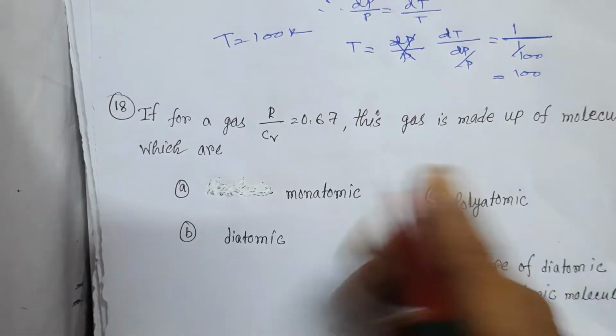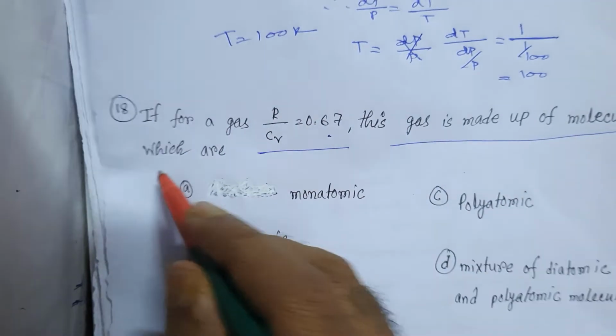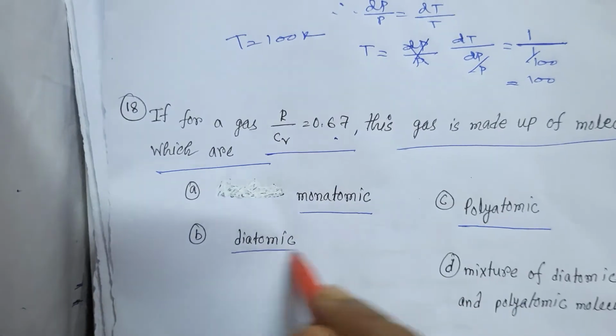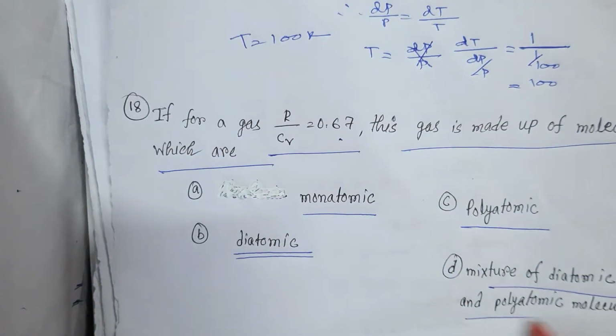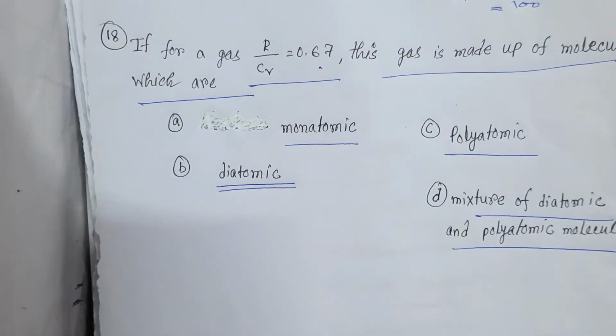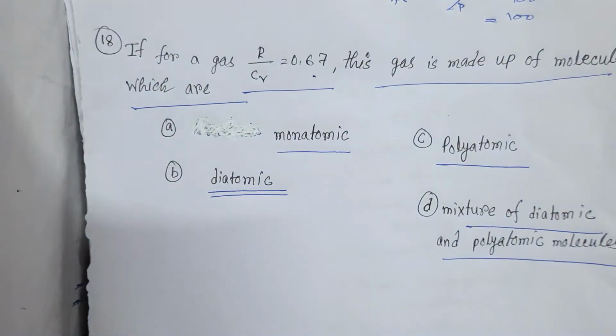Let us take question number 18. For a gas, R/Cv is 0.67. This gas is made of molecules which are either monatomic, polyatomic or diatomic, or a mixture of diatomic and polyatomic gas. We have to consider it from the value of gamma.